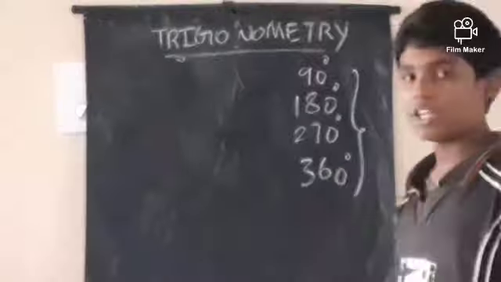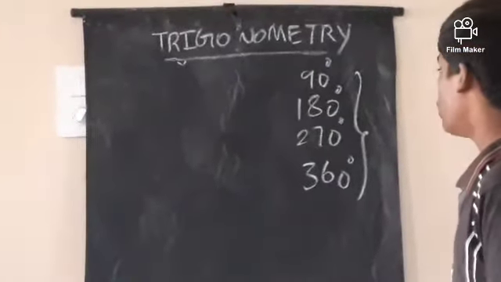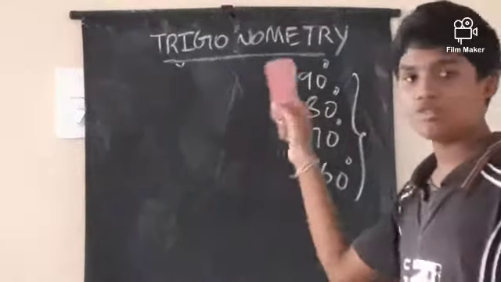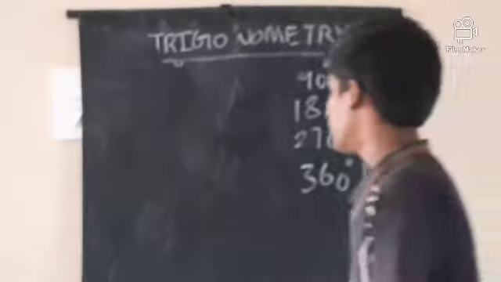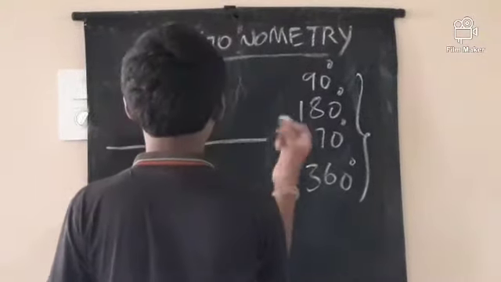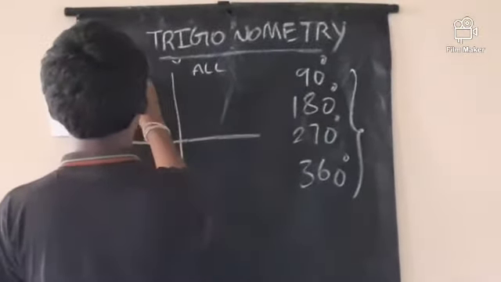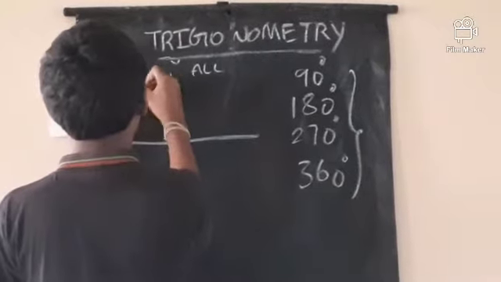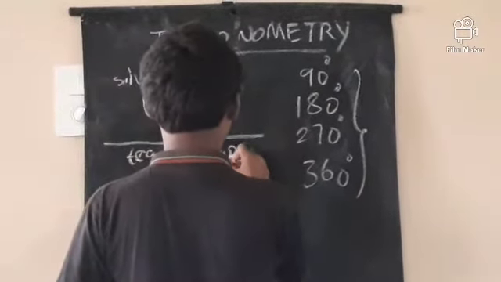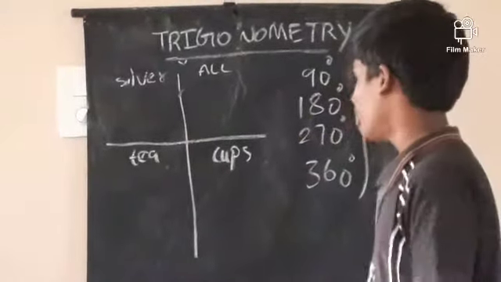There are four quadrants, as I told you in yesterday's class. Now, how do we measure and keep these four quadrants with the help of these four angles? You can see, draw the graph as yesterday and keep here "All Silver Teacups". So these are the four quadrants.